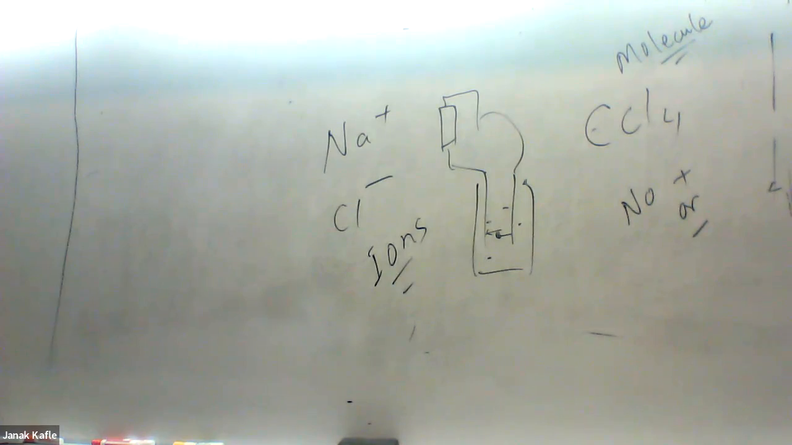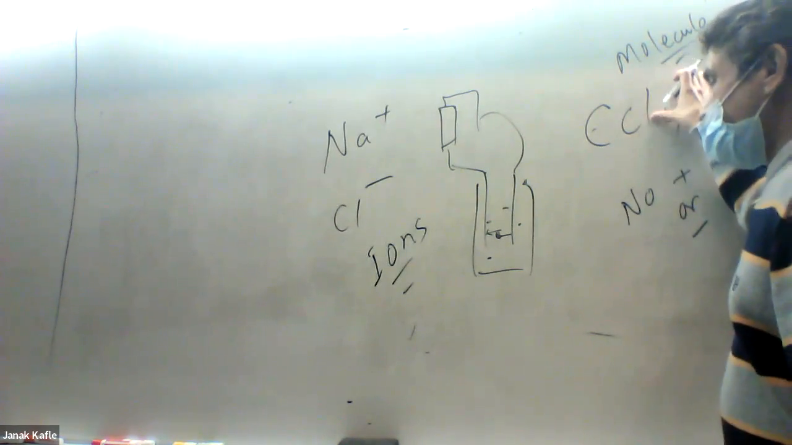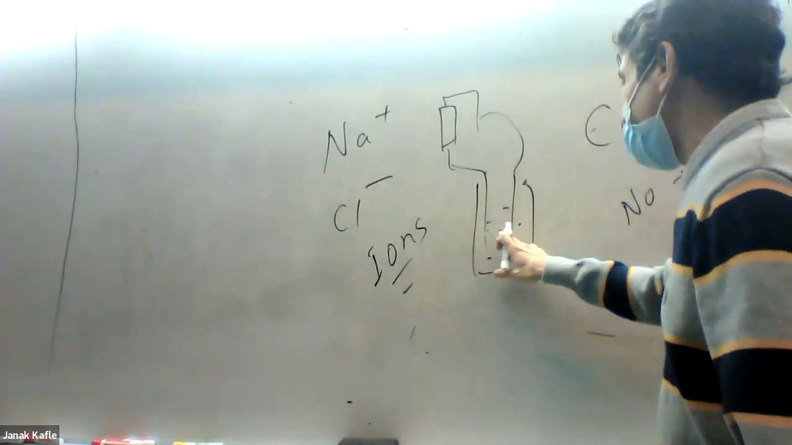Make sense? But if I have charge, like Na plus or Cl minus, either I move this way and sit like that, or I move this way and sit like that. Have you got that? Good. So this guy is a molecule. It doesn't have charge, so if you put it here, it doesn't move this way or this way.